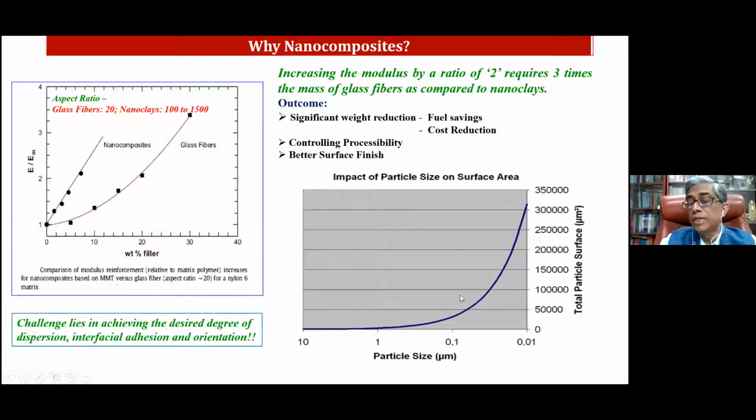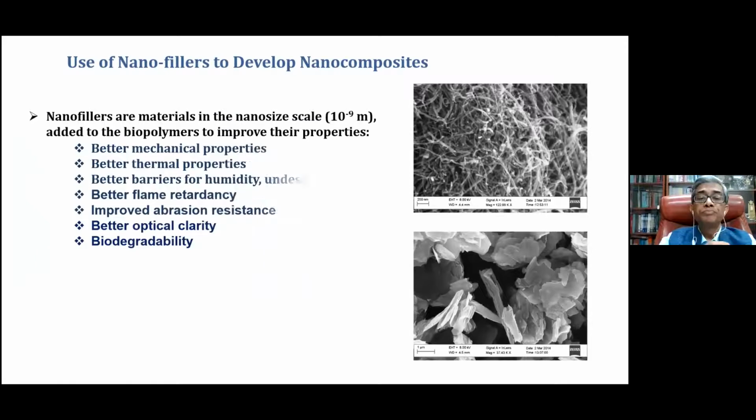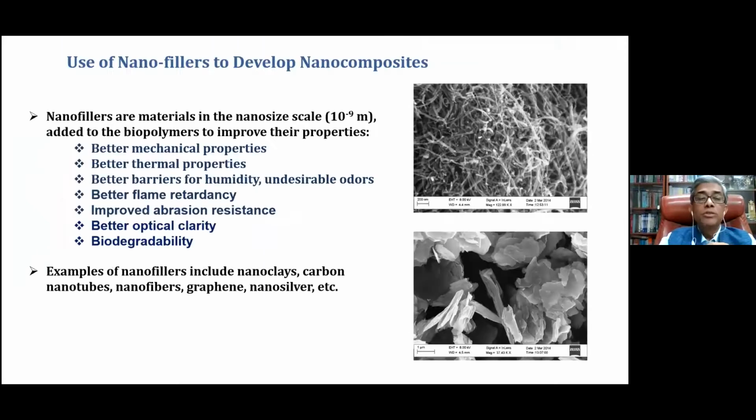This is a graph we generally show: as the particle size keeps decreasing, 0.1 means 100 nanometer, and 0.01 is 10 nanometer, the surface area increases exponentially. Our job as engineers, technologists, and chemists is to exploit this surface. So what do we get? Better mechanical properties, better thermal properties, better barrier properties, and flame retardancy is another property we can get.